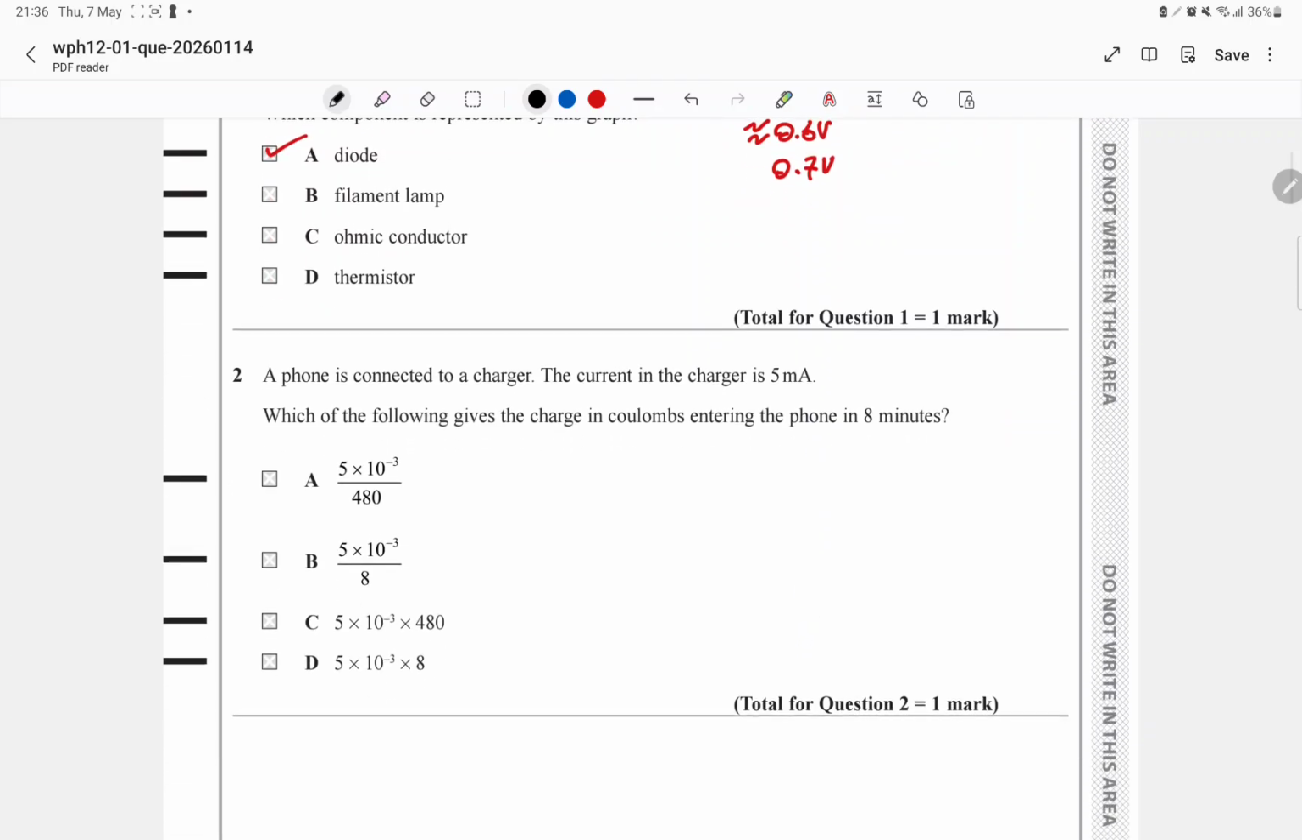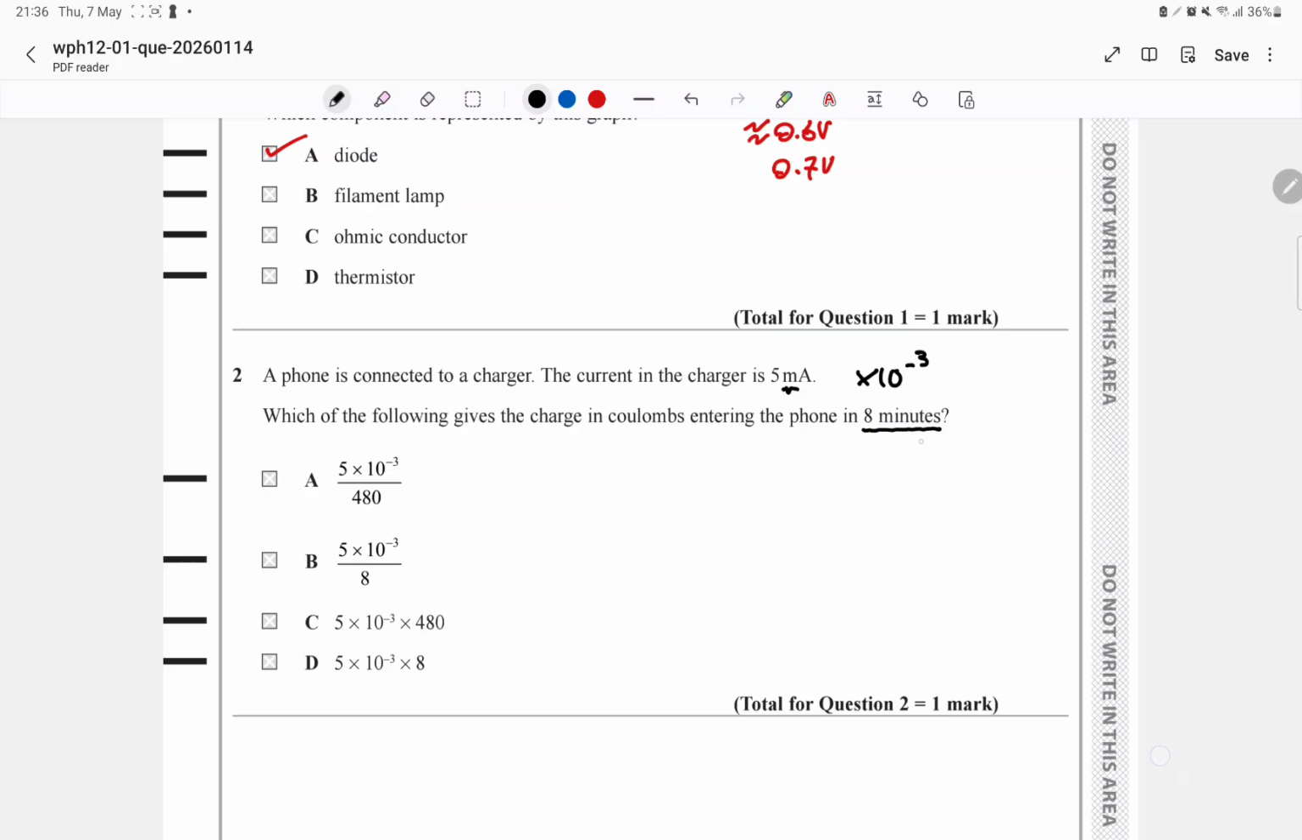Question 2. Here it says a phone is connected to a charger. The current in the charger is 5 milliamps. Okay, let's be careful. Milli means multiplied by 10 to the minus 3 or divided by 1,000, same thing. Which of the following gives the charge in coulombs entering the phone in 8 minutes?